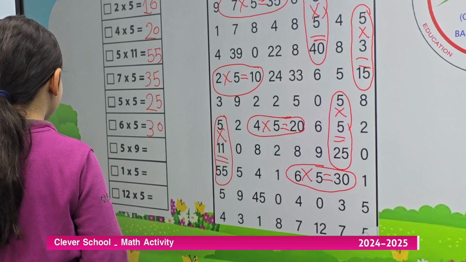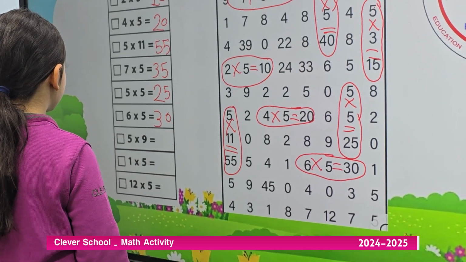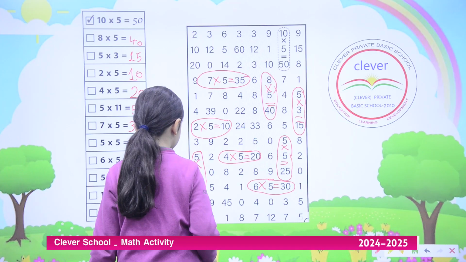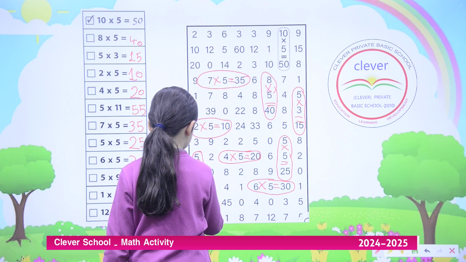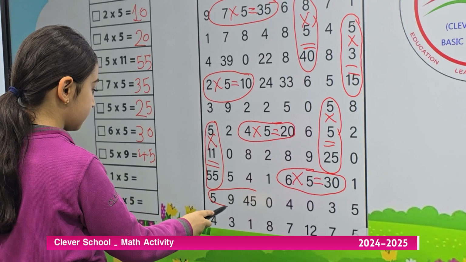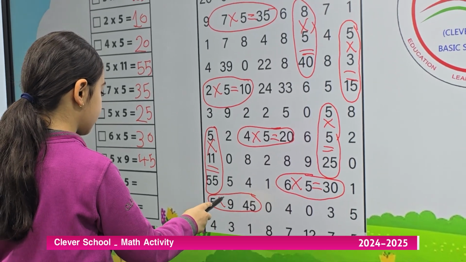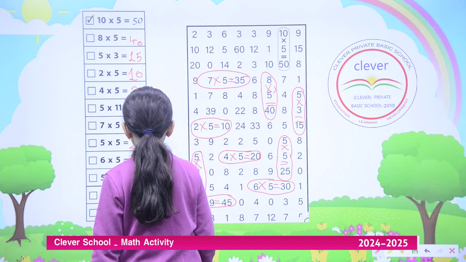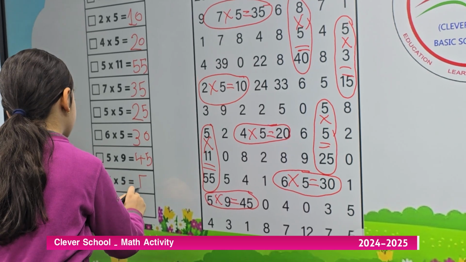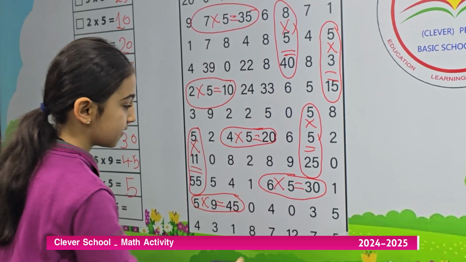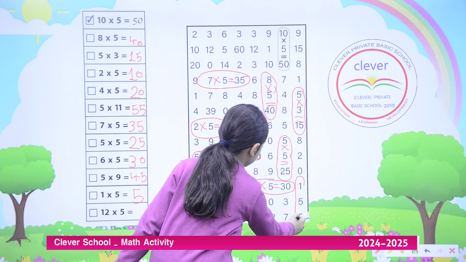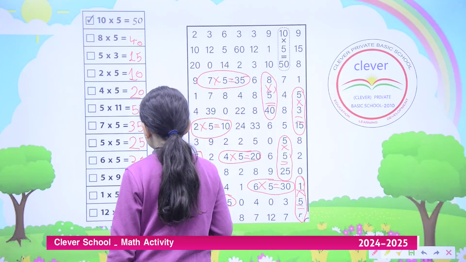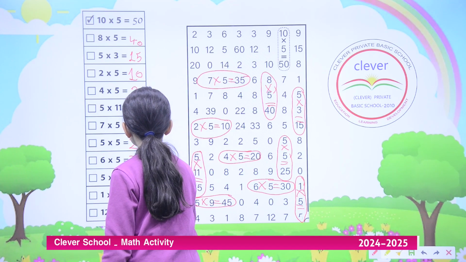Five by 9 equals 45. Five by 1 equals 5. Twelve by 5 equals 60.